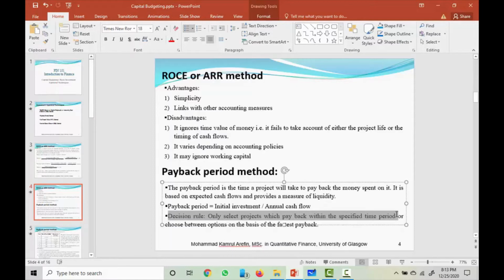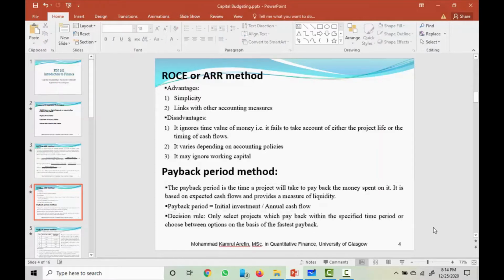Or choose between options on the basis of fastest payback. So that means if you have 4 or 5 projects in your hand, and you use the payback period method as your sole criteria to evaluate the project, in that case you can choose the project with the fastest payback. Or you may have some criteria that, okay, I need to get payback within 2 years or within 3 years. So based on that criteria also you may decide to evaluate the project.